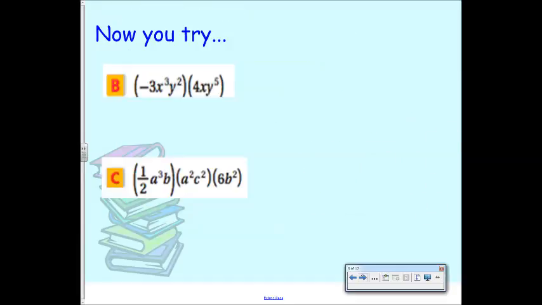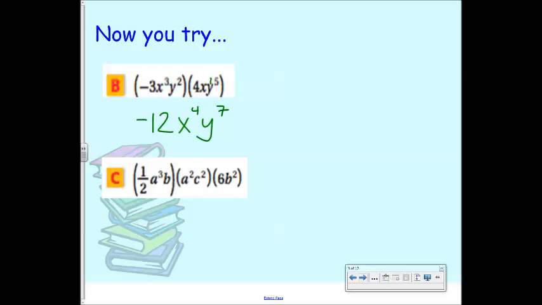Okay, so take a look at B. What do you think B would be? Diego, what do you think? Y 7? Good. Where'd you get that from? Okay, add your exponents of your similar bases. So add the x's together. This one's a 1, this one is a 1. And then you've got y to the second, y to the fifth, so that becomes y to the seventh.